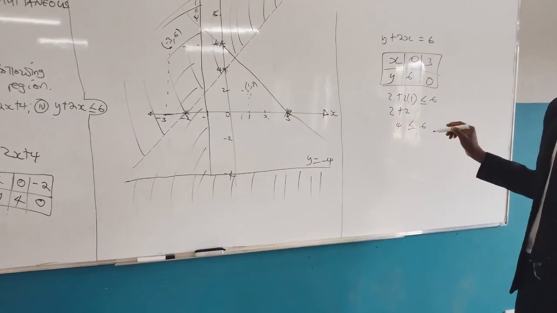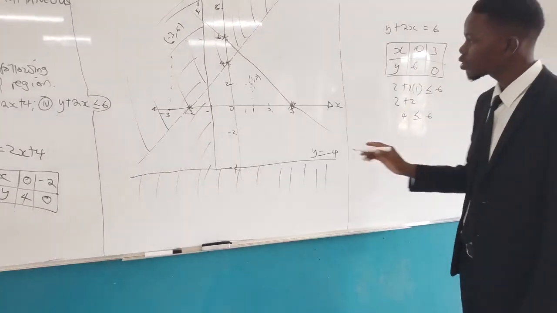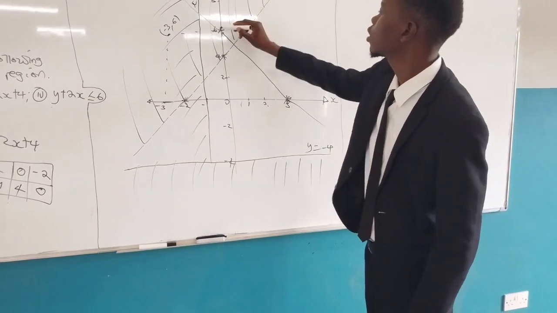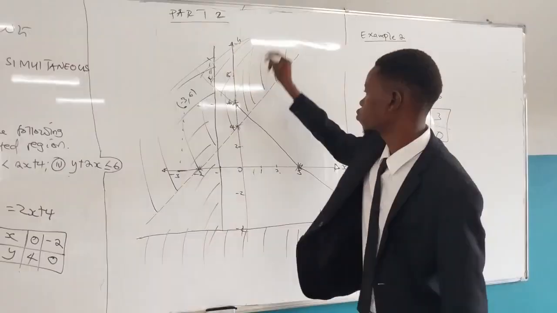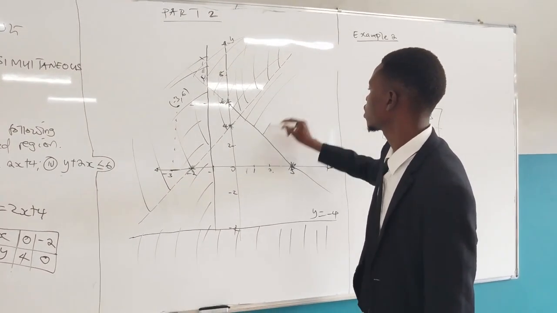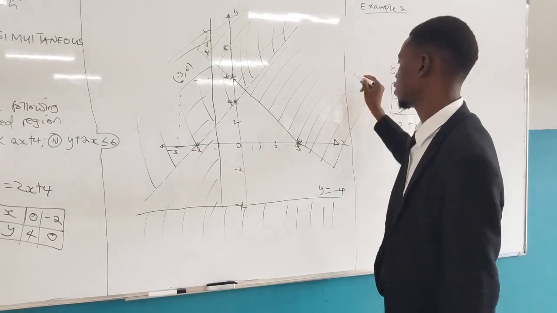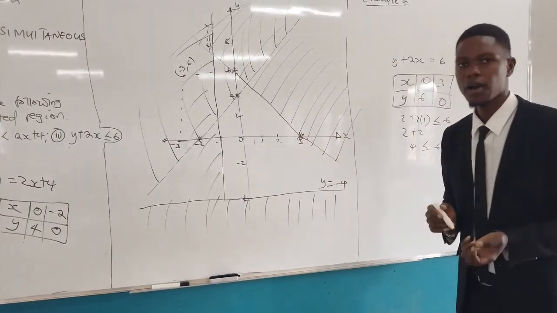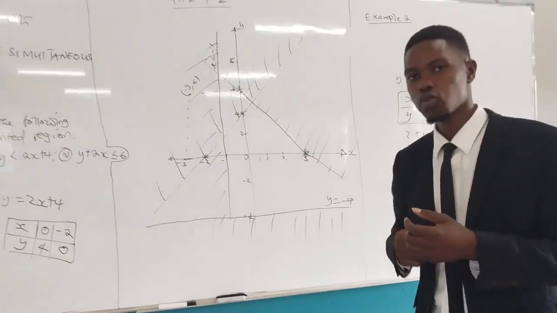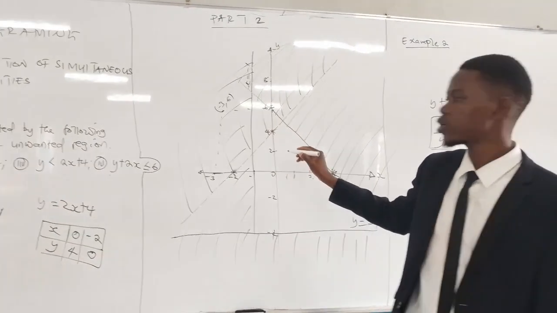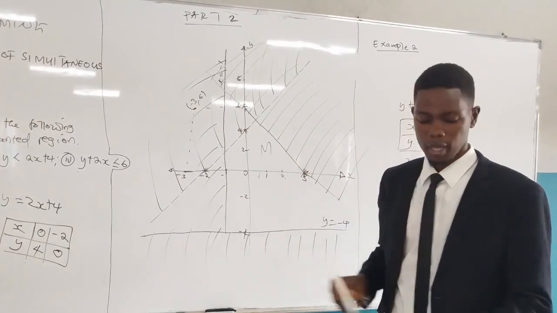is really less than or equal to 6. That means this region is telling us the truth, otherwise this region is not true. Therefore, we are going to shade the unwanted region which is not telling us the right thing. So this is how we can solve, we can draw and come up with a region. You can label this region as M or any letter.